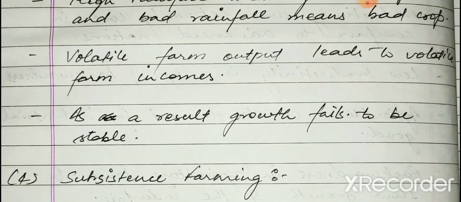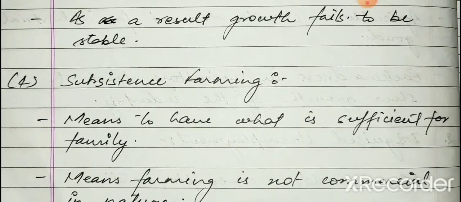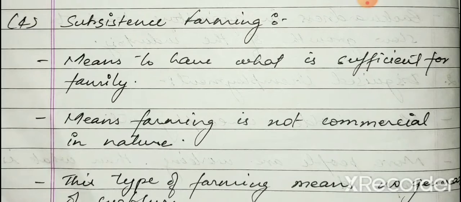Or growth, you can say it is not stable. Then we talk about the fourth point, that is subsistence farming. Now, what is subsistence farming? It means that which is grown is sufficient for the family.